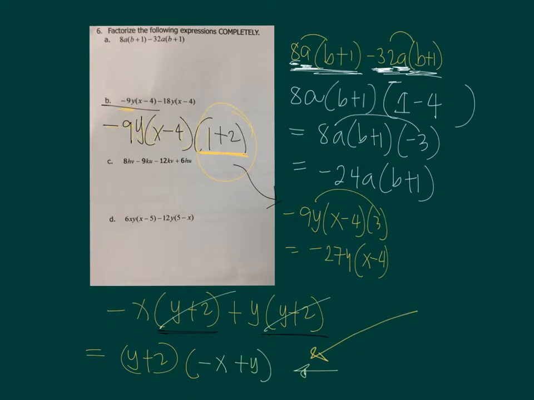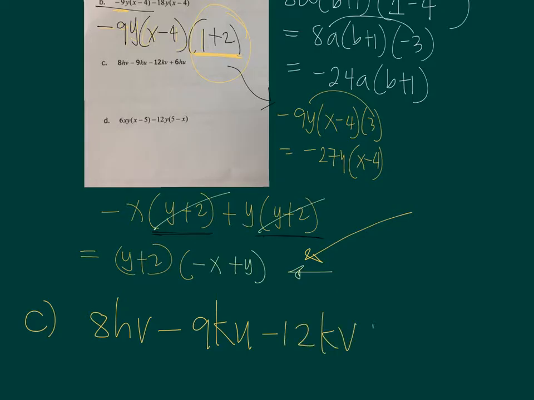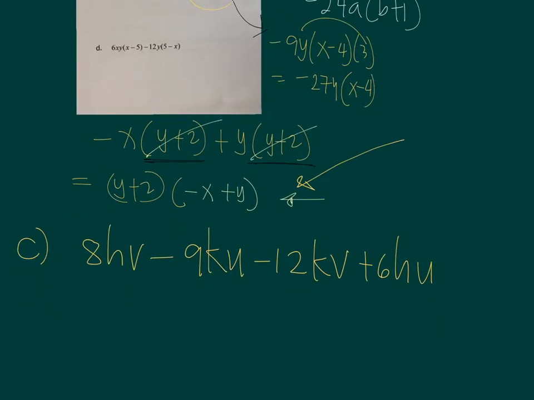Okay, so let's proceed to letter C. Let's copy that first. Letter C is 8hv minus 9ku minus 12kv plus 6hu. The thing about factoring is that if you're given any expression, the first thing that you have to check is whether there is any common factor for all the given terms. Independently, you have 8hv, 9ku, 12kv, and 6hu.